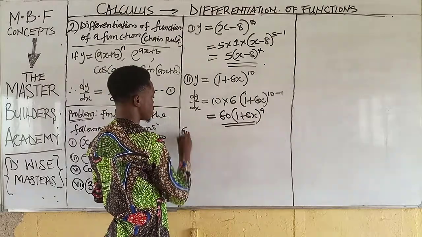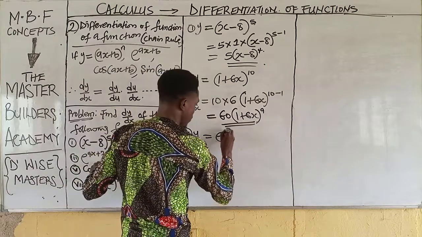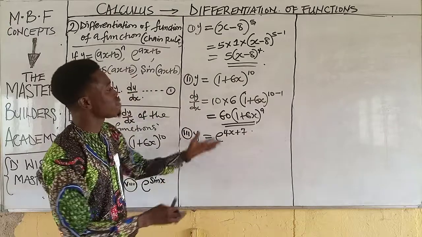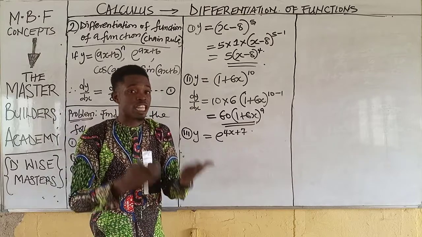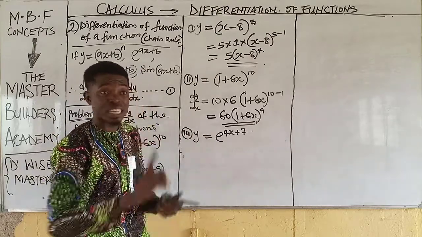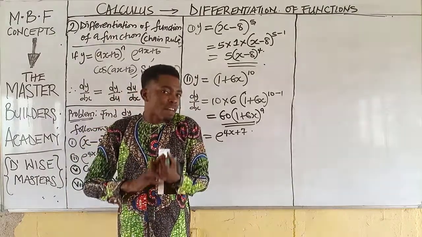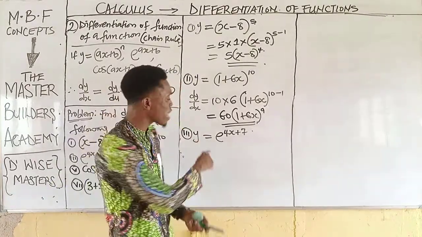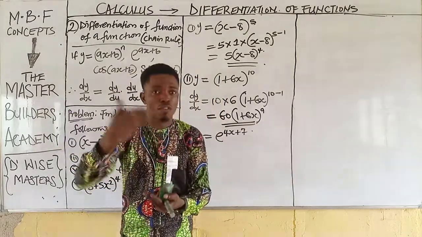Now we have question number 3, and we are given that y is equal to e exponent 4x plus 7. Guys, this is very simple. This is different from the previous ones. Those questions were all polynomial, but question number 3 now is an exponential function. All you need to do to be able to solve problems on calculus effectively using shortcuts is to identify the function you are dealing with. So now we are dealing with an exponential function under chain rule or function of the function.